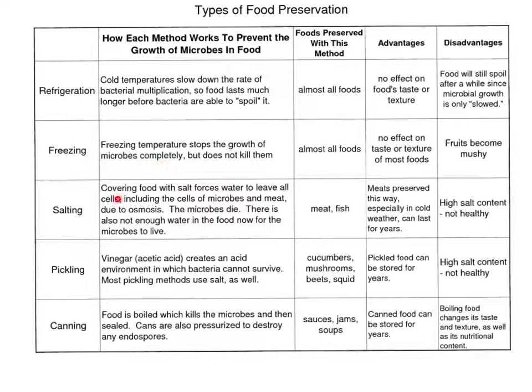Okay. Salting, salt forces water to leave the cells, including those of your microbes, and therefore the microbes die. Okay, pickling, vinegar is an acid, creates an acidic environment which kills bacteria. Okay, and then canning, food is boiled, UHT, ultra heat treatment, kills microbes, and then sealed. Okay, and the cans are pressurized to destroy any endospores. So it's ultra heat treatment that we put our cans into a great big pressure cooker, which creates a high temperature, which is capable of killing bacterial spores.